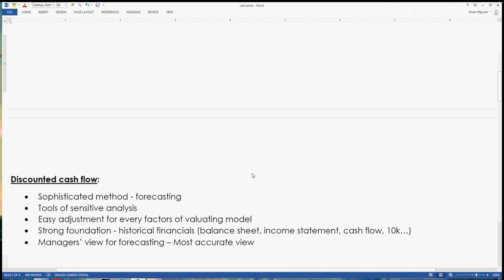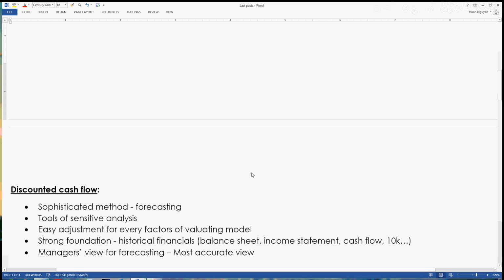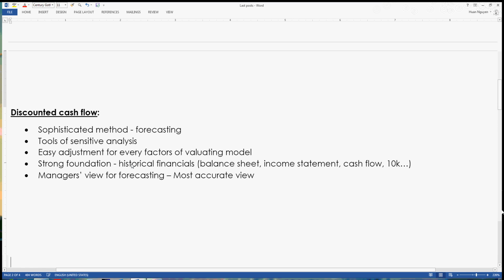Okay, so move on to the discounted cash flow. I believe the discounted cash flow is a good approach for us to think about, because it's a sophisticated method of forecasting. With the discounted cash flow method, we have a spreadsheet, and in that we forecast what happens in the future to the company, and based on that, what the cash flow is, and we discount all of them.